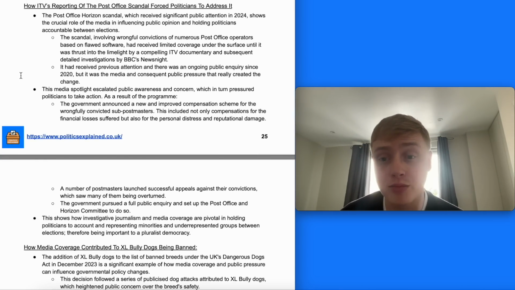So as a result of the programme and this increased focus, the UK government announced a new and improved compensation scheme for the wrongfully convicted sub-postmasters, including not only compensation for the financial losses, but also personal distress and reputational damage.